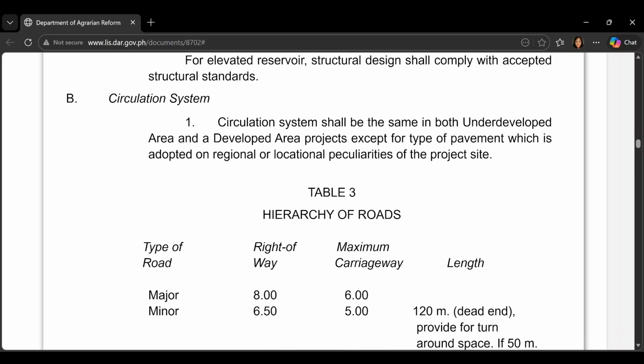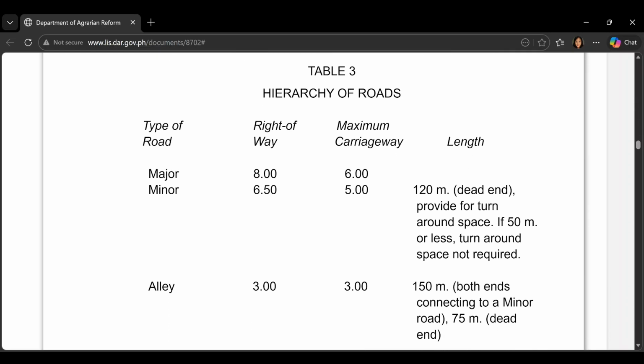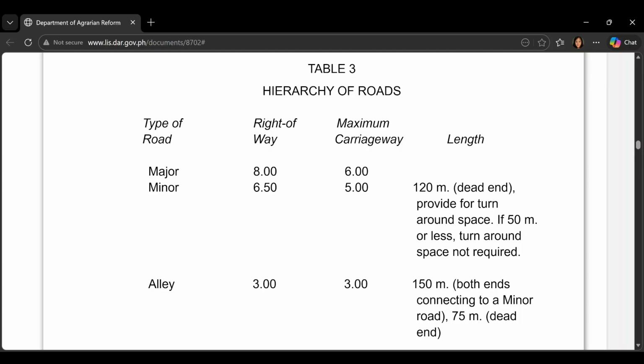B. Circulation system. Circulation system shall be the same in both underdeveloped area and developed area projects except for the type of pavement, which is adopted on regional or locational peculiarities of the project site. Table 3. Hierarchy of roads. This table has 4 columns. First column is type of road. Second column is right-of-way in terms of meters. Third column is maximum carriageway in meters as well. And then length, like how long the road is. The right-of-way and maximum carriageway are how wide.